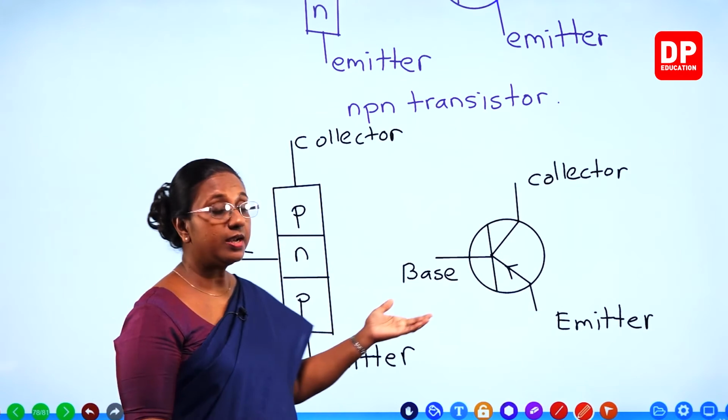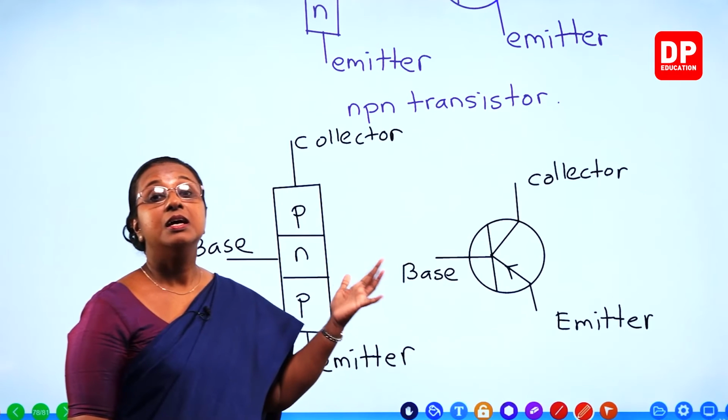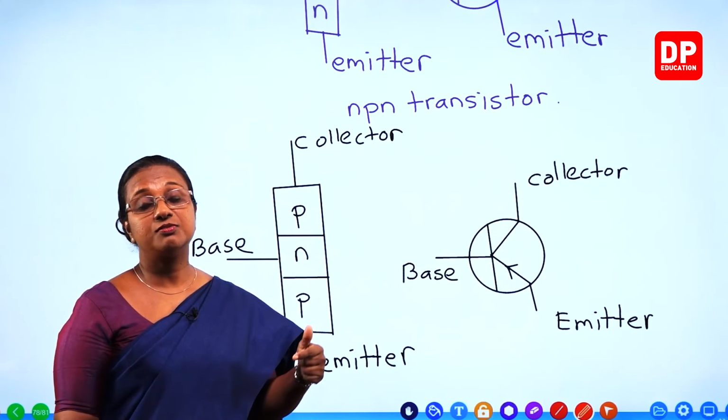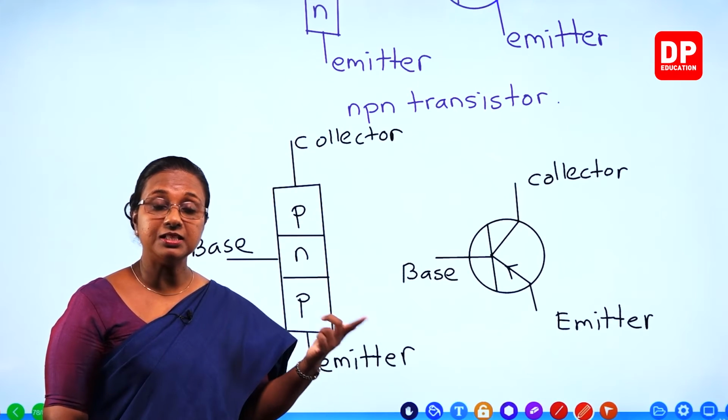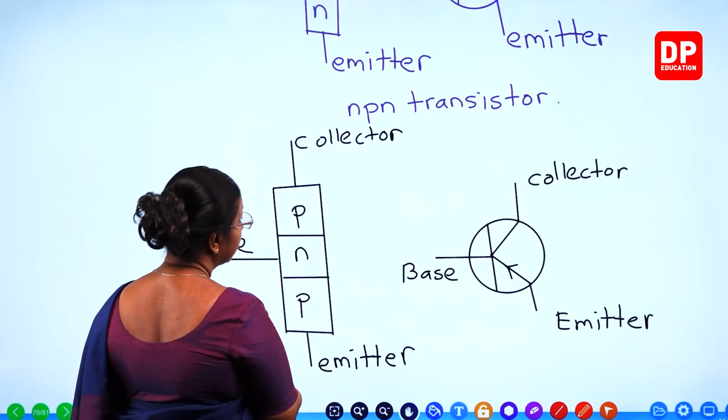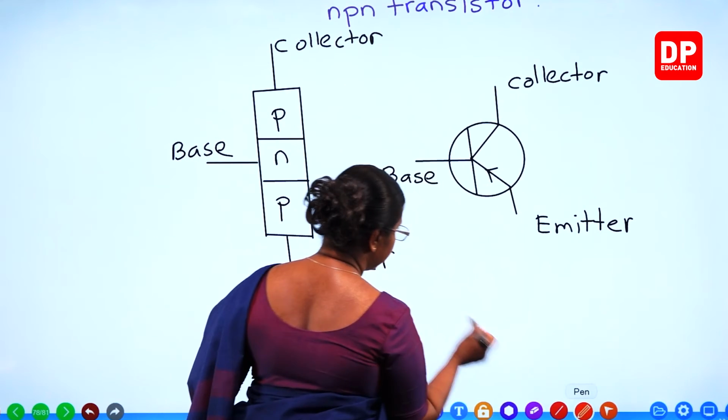In the previous one, NPN transistor, charge carriers are electrons, which are negative. So negative charges flow from emitter to collector. Therefore, current flows from collector to emitter. So this is the PNP transistor.